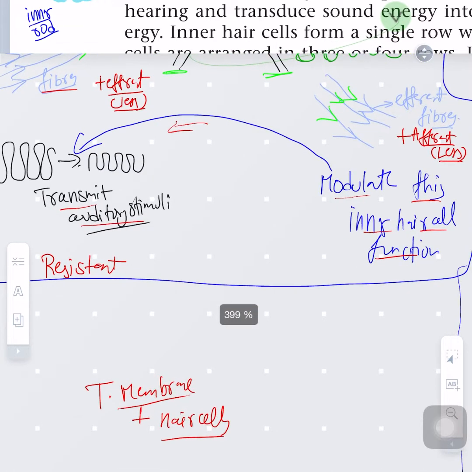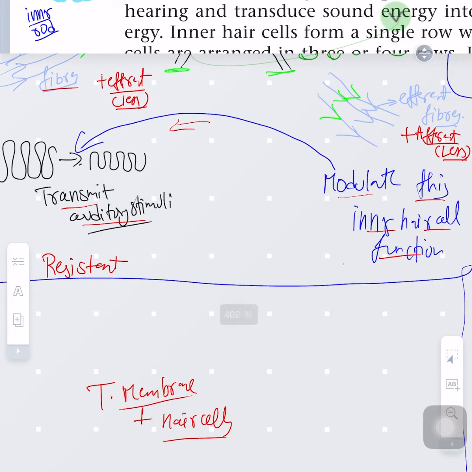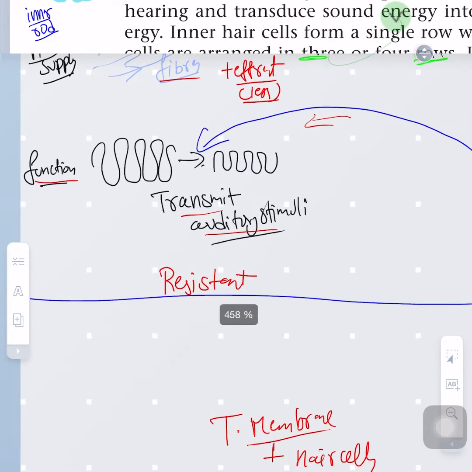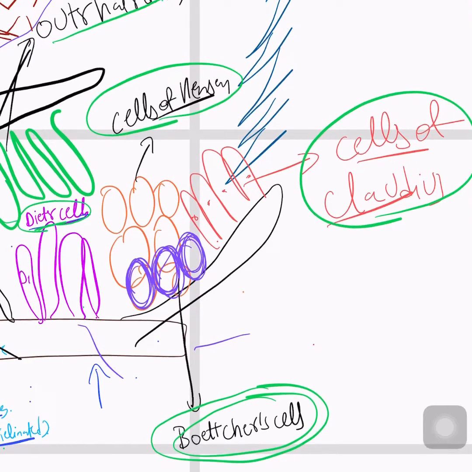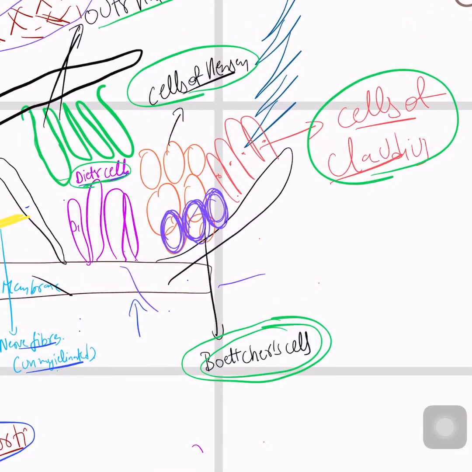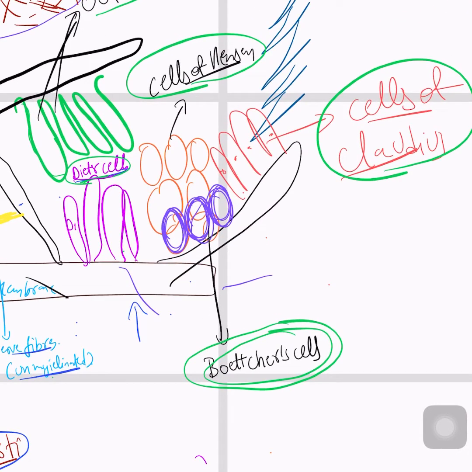Then supporting cells, we have already seen them. What are they? They are the Deiters cells, then they are the Hensen cells. The Deiters cells support the outer hair cells specifically. We can see them just below the outer hair cells, right? And we have the Hensen cells, which lie outside the Deiters cells.